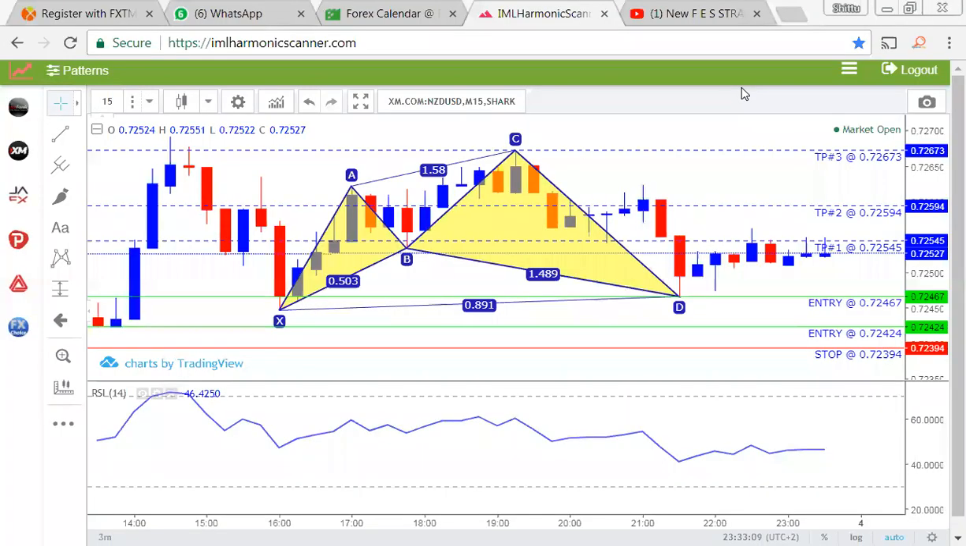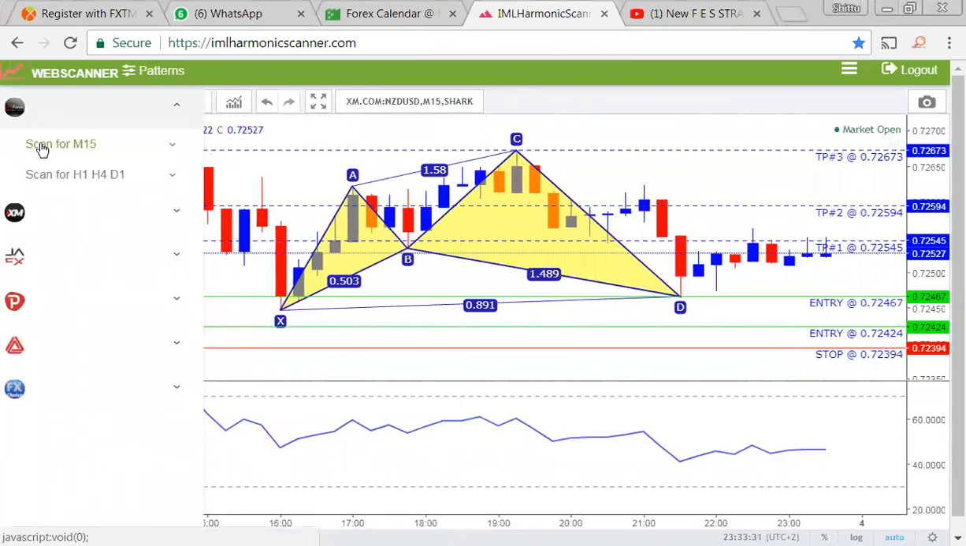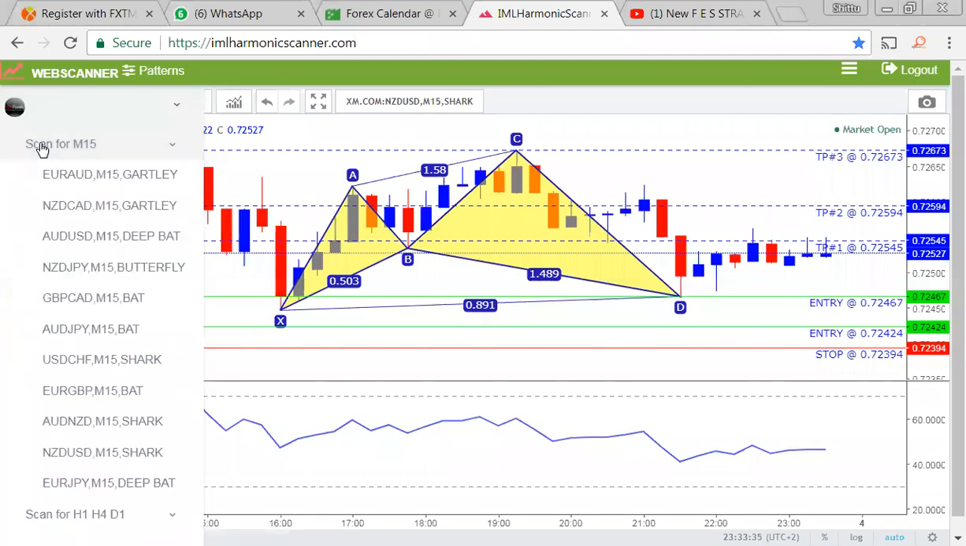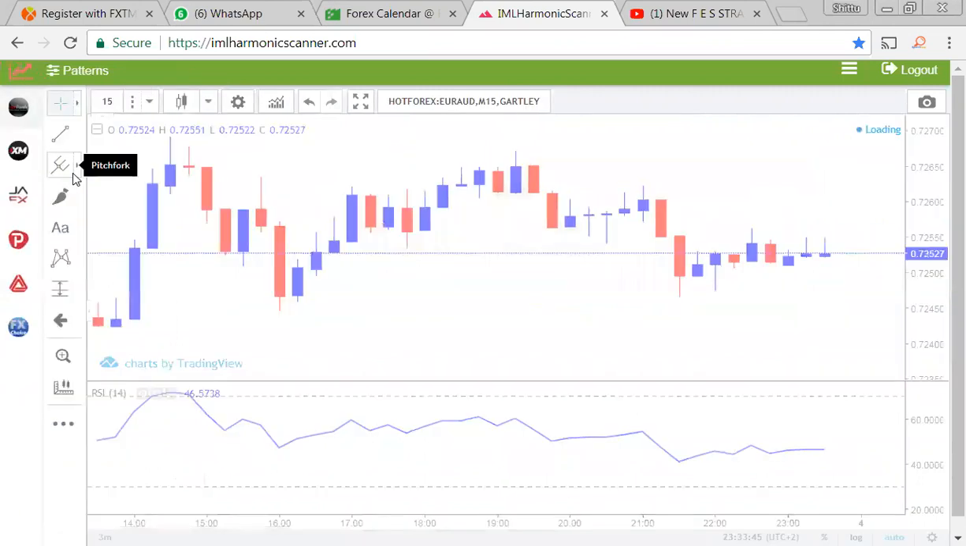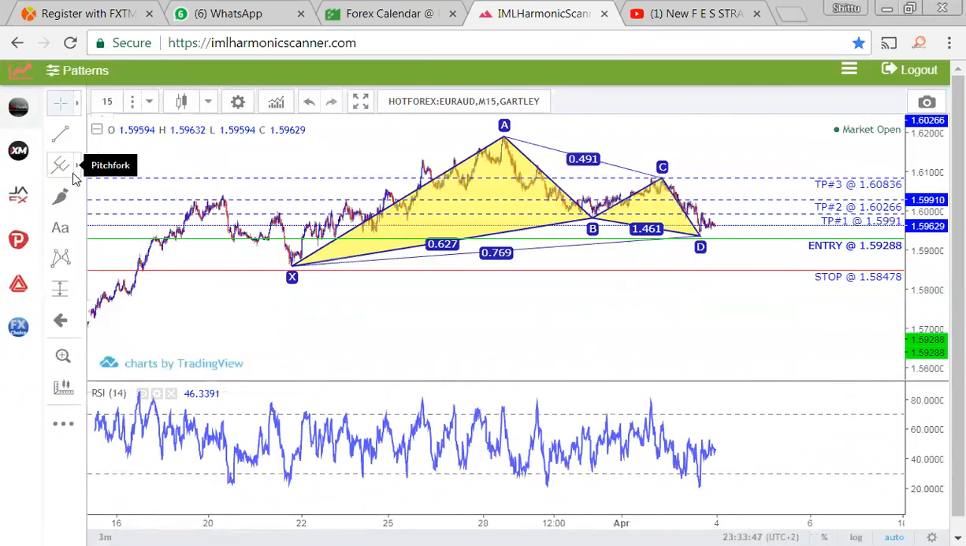All right, let's continue. So I'm going to do another example for us for possibly a sell market. I'll come back to this side of the screen and scout for a possible pattern that has been formed. I'll pick my scan for 15 minutes and let's look at Euro AUD. I tap on it and it's going to form the pattern for me.